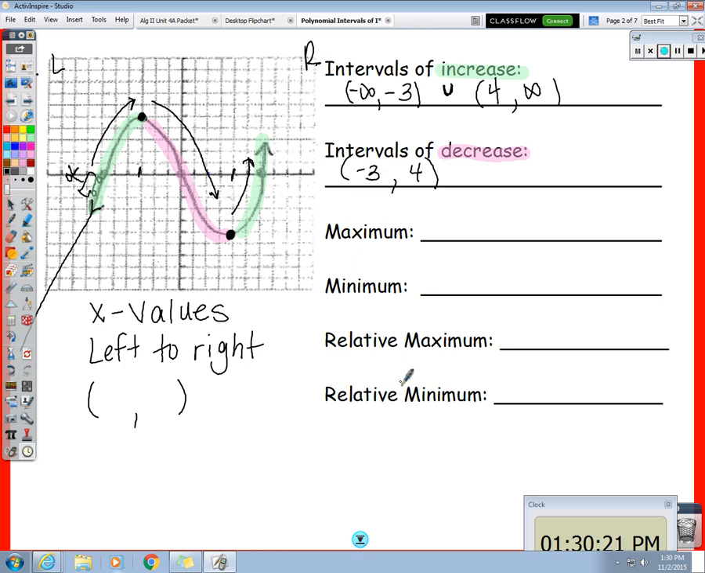Okay, now let's talk about maximum and minimum. Who thinks they can go up there and place their finger on the highest point of that graph? Okay, Jacob, go.